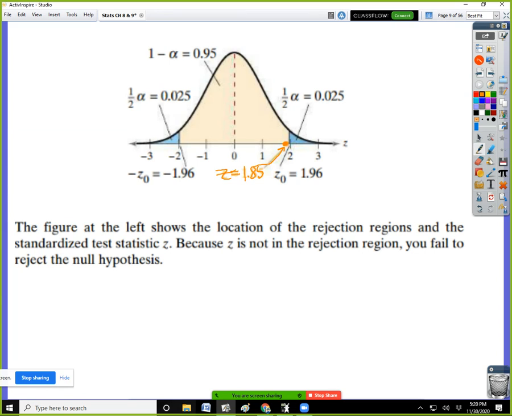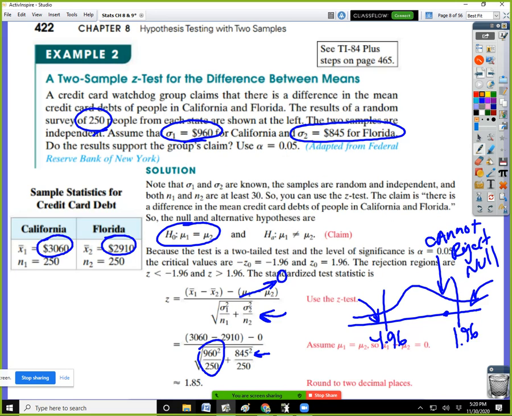I know there's a whole lot of negatives in that statement. So since we're not in the rejection region, we have to go, nope, I cannot reject the statement that the mean is the same. So in other words, your claim, I don't have enough information to go with that claim. Okay?